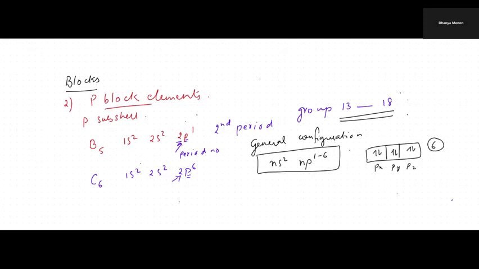Usually you have some metals, but more non-metals, because it's on the right-hand side. As you go towards the right, you have more non-metals and some metalloids like gallium, germanium, silicon, etc. Okay, so this was about the p-block elements.